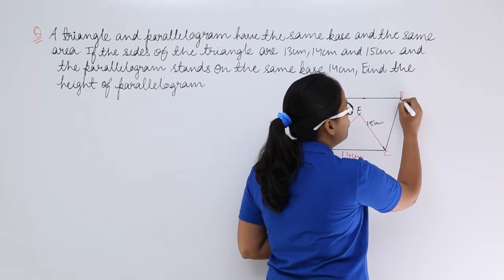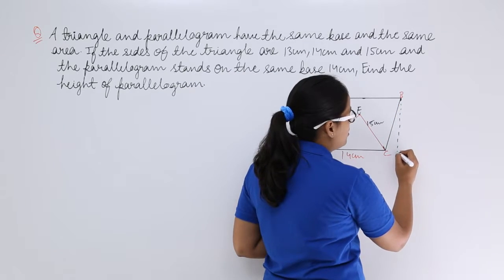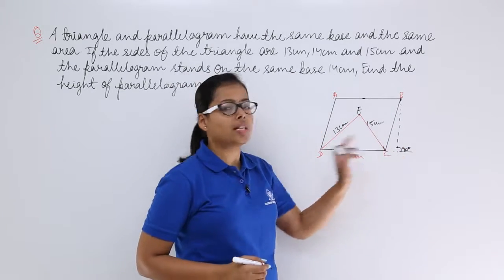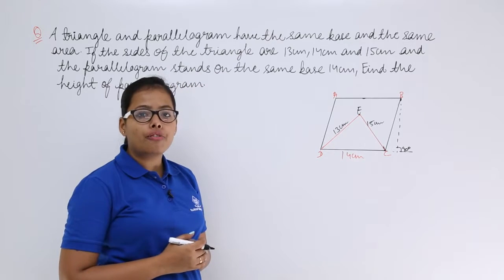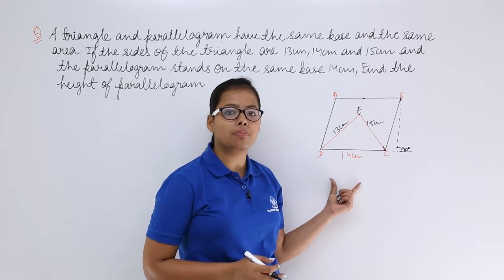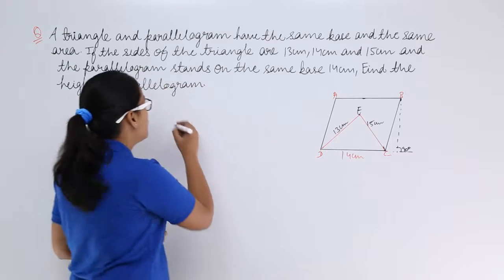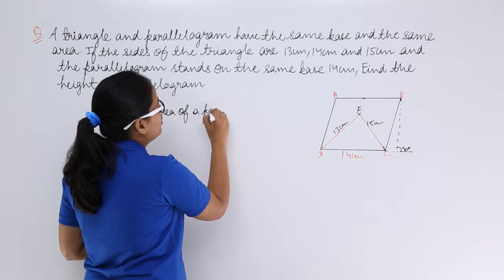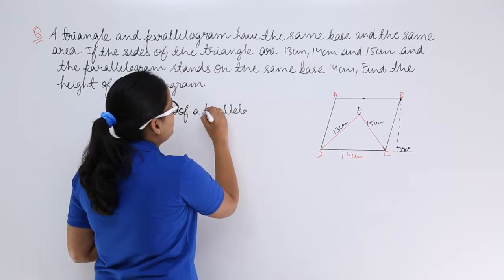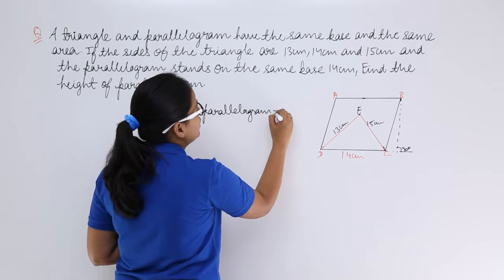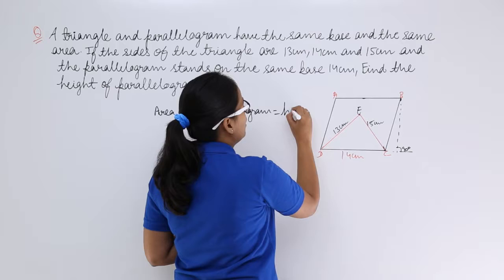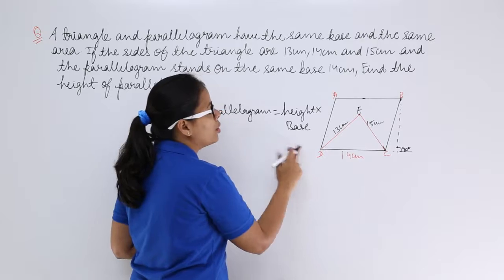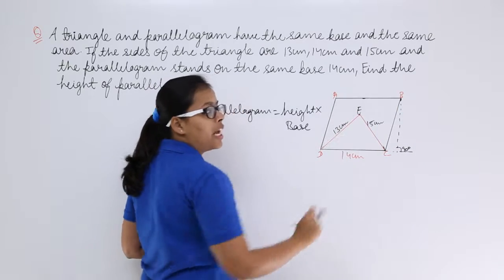Let me draw this height for you. Height is this. This will be perpendicular. So you need to find out this height. As you know, area of a parallelogram is height into base, which is 14 centimeter. So let's write the area of a parallelogram. Area of a parallelogram is equal to its height into its base. You know the base already. You need to find out the height.